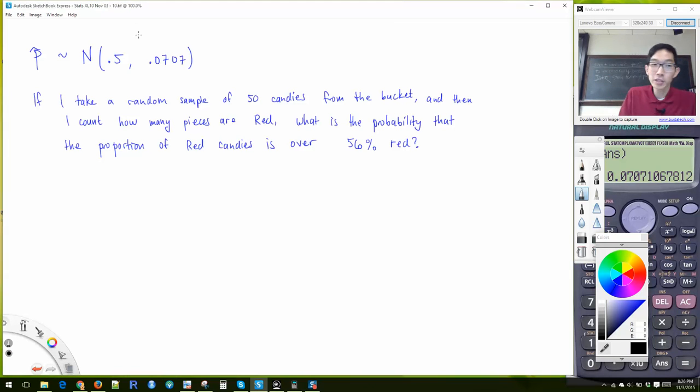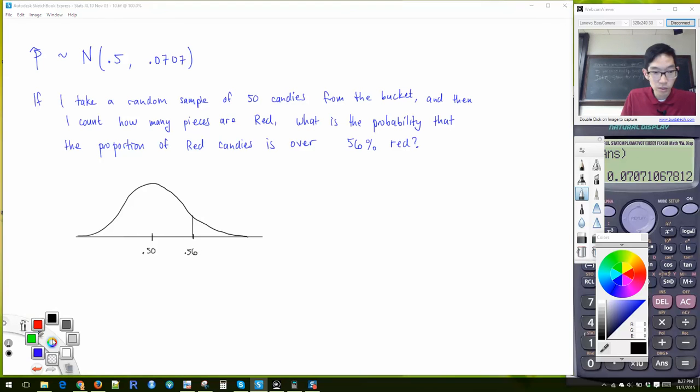We can answer it because we know p hat comes from a normal distribution. So this is now just like a problem that you guys had to answer on the midterm. Some of you did very well on the midterm. Some of you did not. Here we're just saying you've got a normal distribution. The mean is 0.5, the standard deviation is 0.0707, and we're going out to 0.56, 56%, and we want to know what is this area over here?